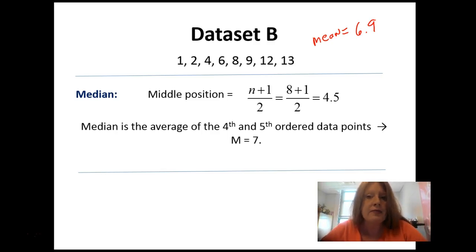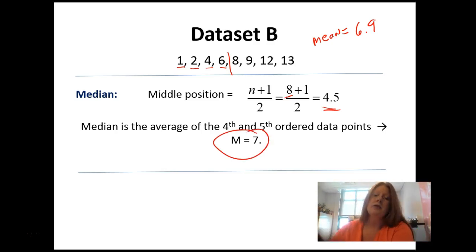And again, here the middle position. So with this data set, we had already ordered everything from smallest to largest for you, so you didn't have to do that here. We have an even number in this case, so to find the middle position, again, we could take the number of data points, 8 plus 1 divided by 2, that gives us 4.5. We go in 1, 2, 3, 4, 0.5, that would be the average of 6 and 8, and that would give us 7.